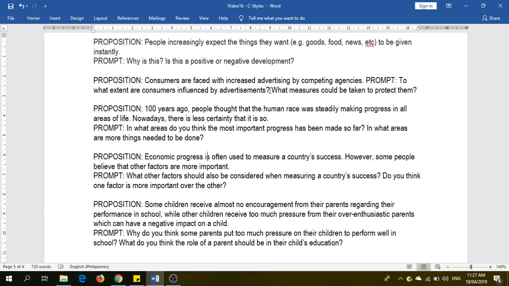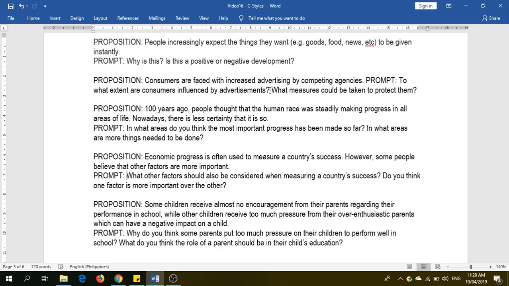Let's now move on. Economic progress is often used to measure a country's success. However, some people believe that other factors are more important. And clearly, it's a crossover. So there's one side of the issue over there talking about economic progress, and then the other factors now are the crossover opinions. Of course, that's very tricky. You'll have to determine what the other factors refer to exactly.